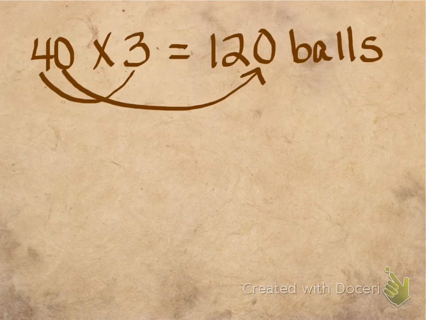Okay, the second problem, if we use the extended multiplication, notice I wrote out 40 times 3, and I'm basically doing the basic fact that you should know, which is 4 times 3. That's where that 12 comes from, right there. And then we're taking that 0 and moving it over. So 120 balls would be the answer to that second question.